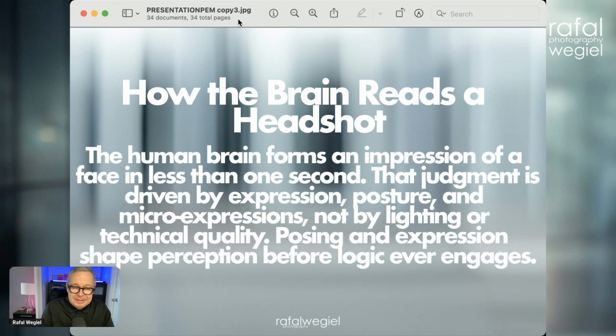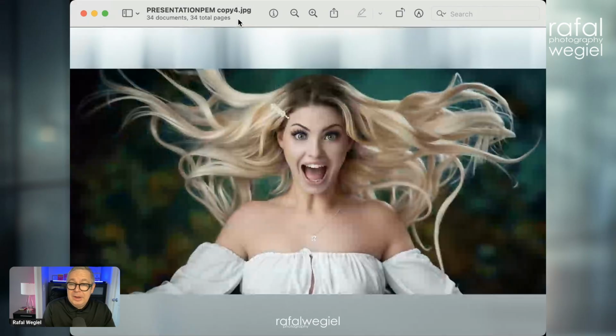And I'm not saying that the lighting is not important. I'm not saying that the equipment is not important. It's just the foundation. It's the basics. It's the starting point. The face expression is something that takes the image to a completely different level, and that's what we're going to be discussing today. Okay, so let's move forward.